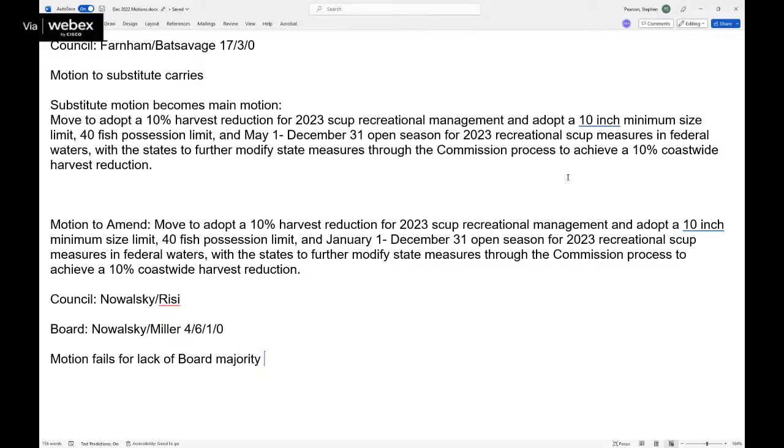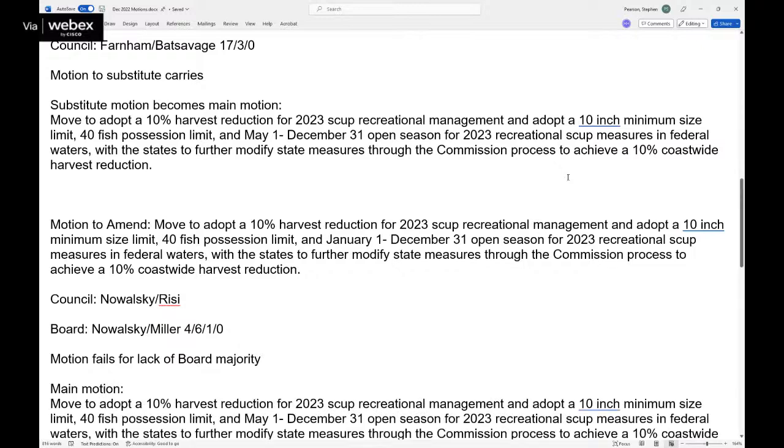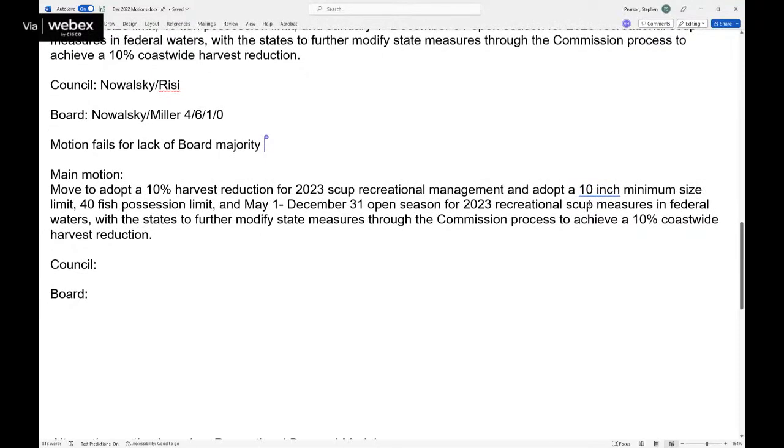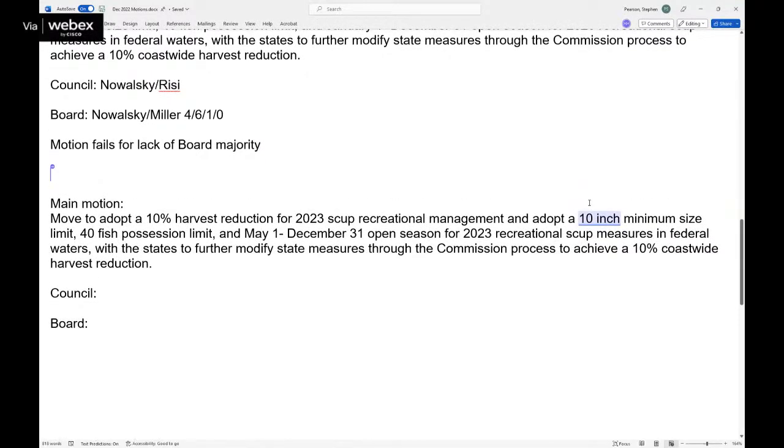Okay. So I'm going to read this back into the record so that we know what we're voting on, and then I'm going to call the question of the council. So now the main motion: move to adopt a 10% harvest reduction for 2023 scup recreational management and adopt a 10-inch minimum size limit, 40 fish possession limit, and May 1 through December 31 open season for 2023 recreational scup measures in federal waters, with the states to further modify state measures through the commission process to achieve a 10% coastwide harvest reduction. So that is now our main motion.